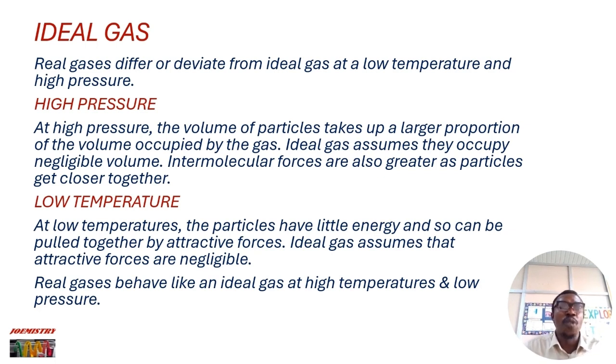That means if real gases deviate from ideal gases at low temperature and high pressure, real gases behave like an ideal gas at high temperature and low pressure. That means real gases will tend to approach ideal gas at high temperature and low pressure, because the reverse will be the case at low temperature and high pressure. It's as simple as ABC.